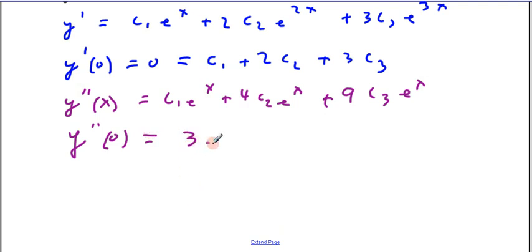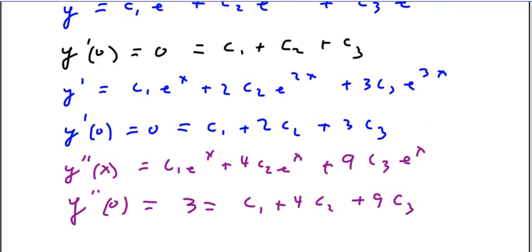So 3 is equal to c1 plus 4 c2 plus 9 c3. So now we have 3 equations, 3 unknowns. Thank you very much, author, for giving us such an easy problem.